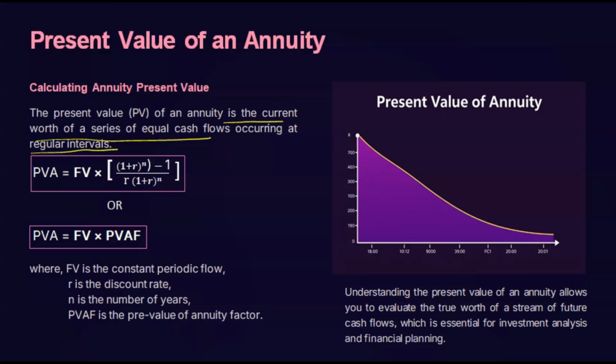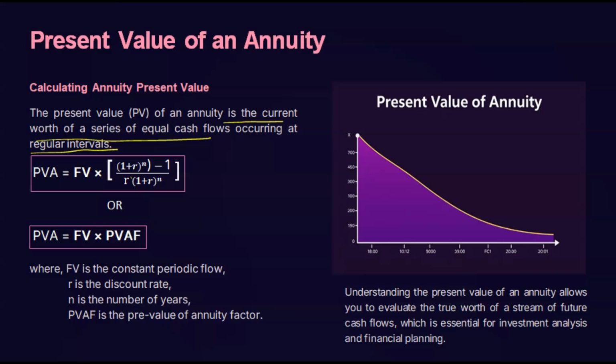Formula is PVA, present value of annuity, equals FV multiplied by 1 plus r to the power n minus 1 divided by r multiply 1 plus r to the power n. Till here, till r, we have seen the future value of annuity formula. There it was only r in the denominator. If you will see the video on future value of annuity, you can compare the formulas and you can easily learn it.